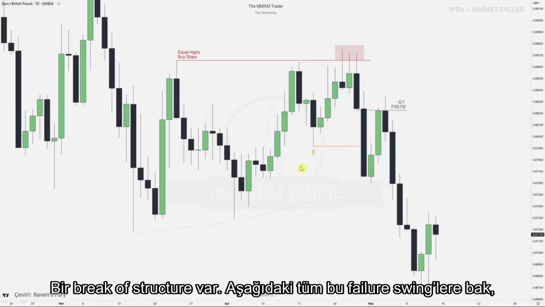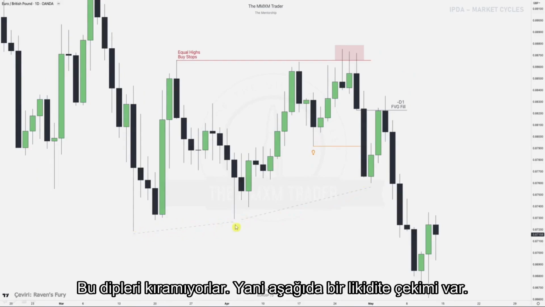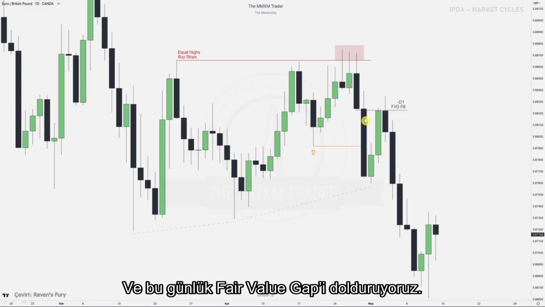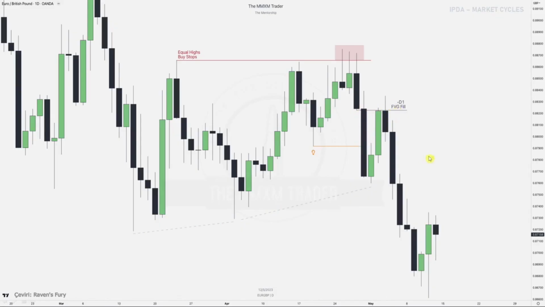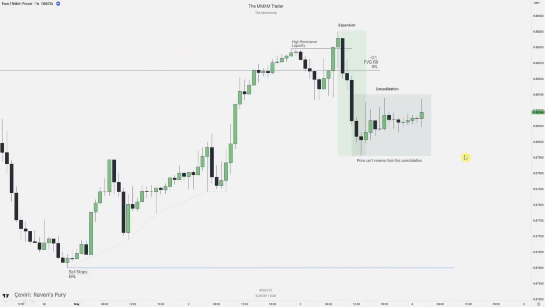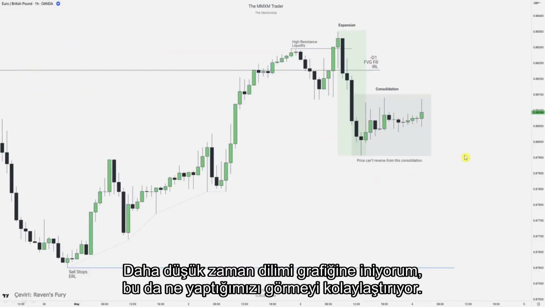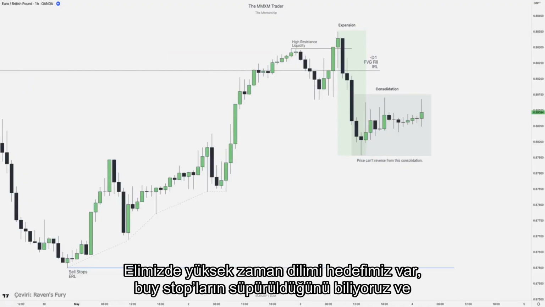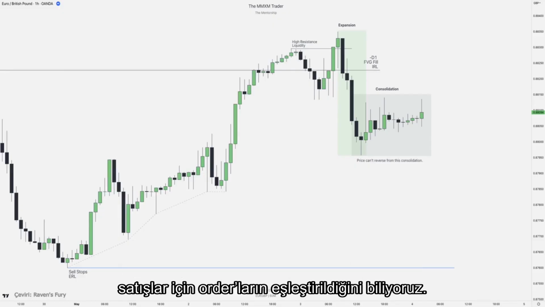We have a break of structure. Look at all these failure swings down here, failing to take out these lows, so we have a draw on liquidity down lower. We fill up this daily fair value gap. Sell stops into external range liquidity. And dropping down into a lower time frame chart, which makes it easier to see what we're doing, we have our higher time frame target. We know buy stops have been raided and orders have been paired for sells.